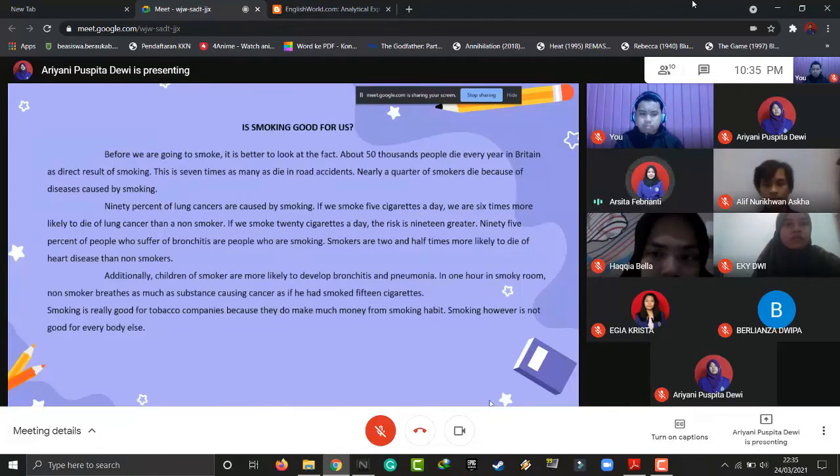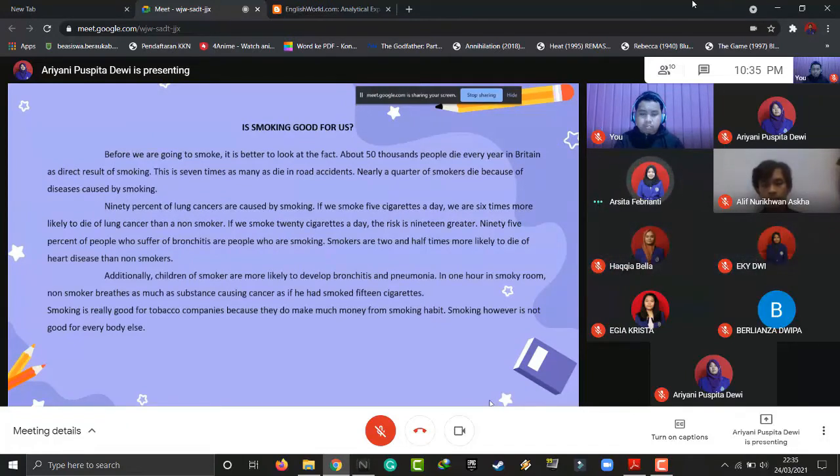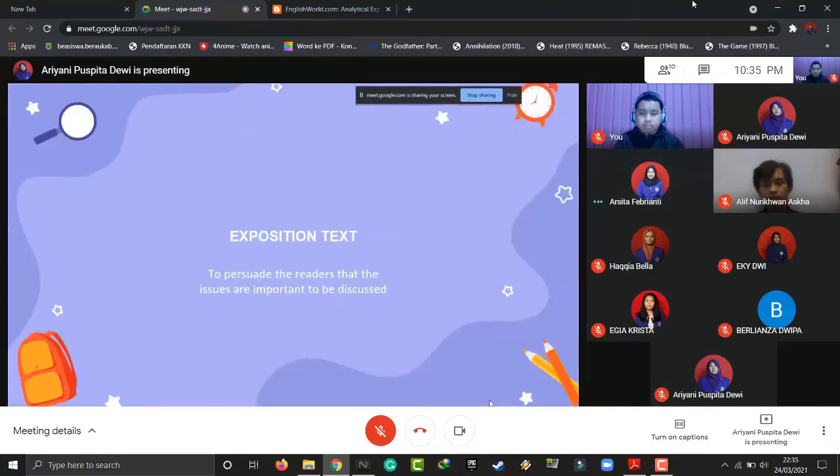And in the arguments, the writer explains the arguments or examples that support their opinion. And in conclusion, the writer is restating their opinion. So it is something like a conclusive paragraph from the previous arguments. Next slide. Yeah, so this is the aim of the exposition text. And next slide.